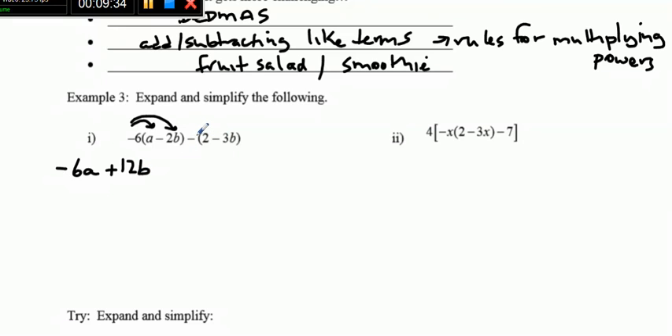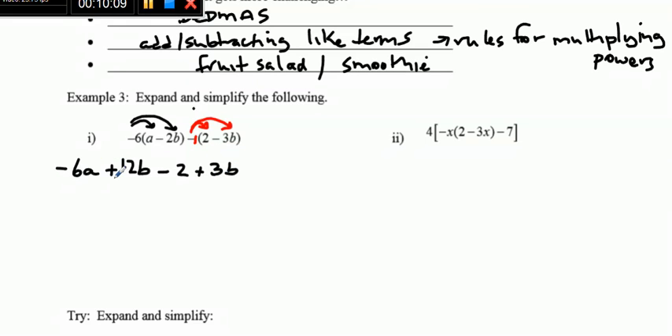Remember the rules for subtracting polynomials? We drop the brackets and change the sign if there's no number in front and if this is a minus. So this is going to be minus 2 plus 3b. Another way you can think about this is thinking about this as a minus 1 in front. And you can think about, oh, I'm distributing a minus 1 inside my brackets. So minus 1 times 2 is minus 2, and minus 1 times minus 3b is positive 3b.